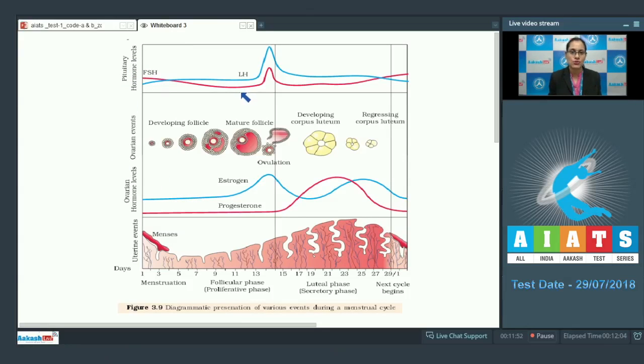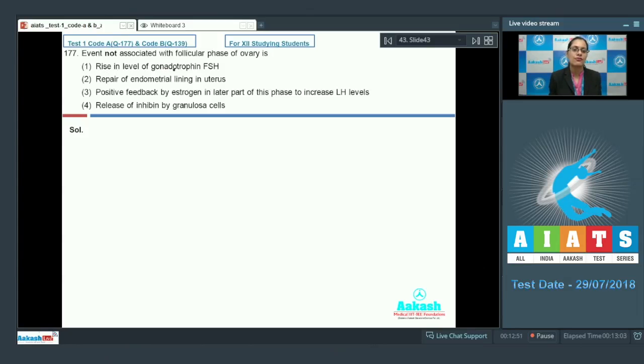The secretion of gonadotropins, that is LH and FSH, increases gradually during the follicular phase and stimulates the follicular development of the growing follicle as well as the secretion of estrogen by these growing follicles. As estrogen levels continue to rise, this elevated estrogen provides a positive feedback effect on the anterior pituitary to release LH, and this causes the LH surge at the mid of this cycle, and this will lead to the release of ovum and causes ovulation. Now coming to the question, the first option is rise in level of gonadotropin FSH, and this is the correct option because secretion of gonadotropin increases during the follicular phase of ovary.